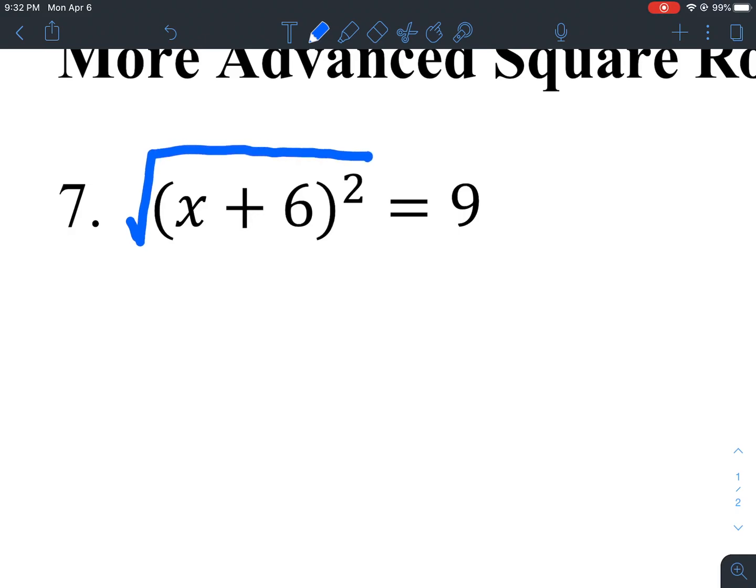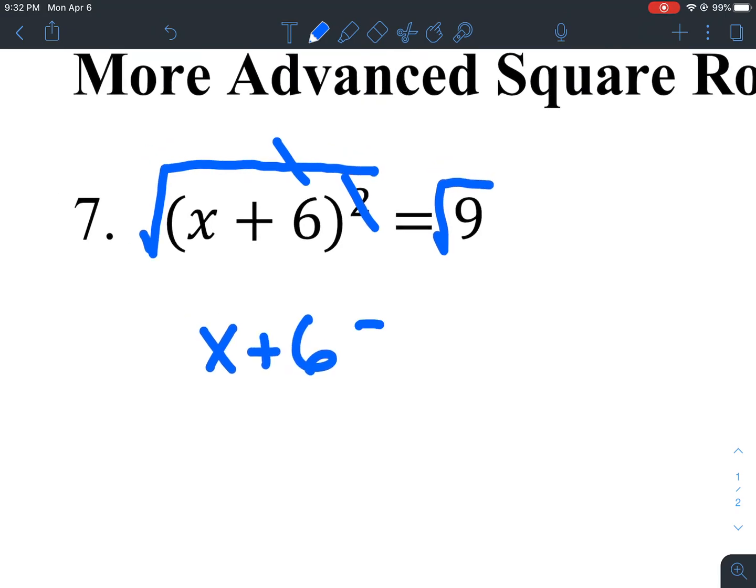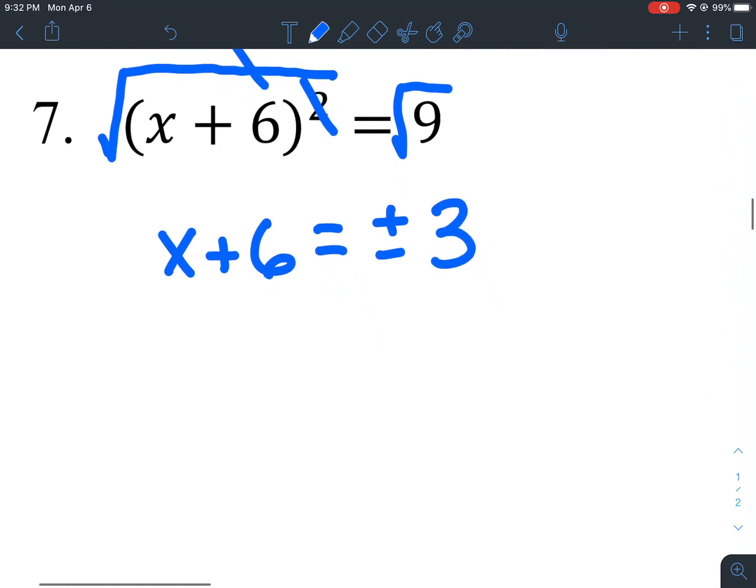So I'm going to start by taking the square root of both sides. When I do that, the square root and the square cancel out, and we're left with just the x plus 6. On the other side of the equation, the square root of 9, as we just discussed, is plus or minus 3. Okay? So we take the square root of both sides to get rid of the square, x plus 6 equals plus or minus 3.